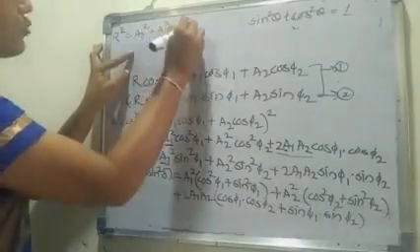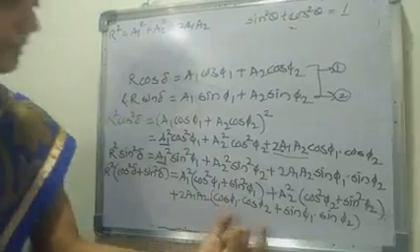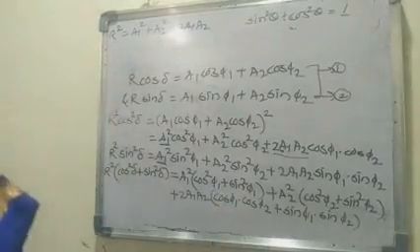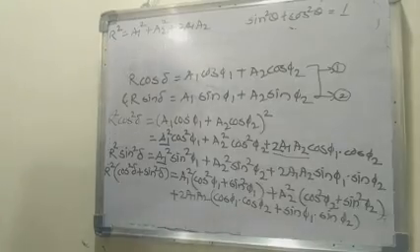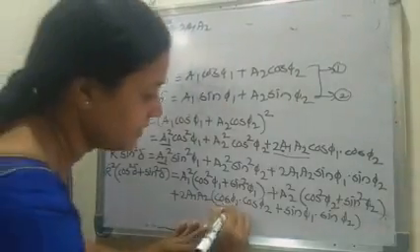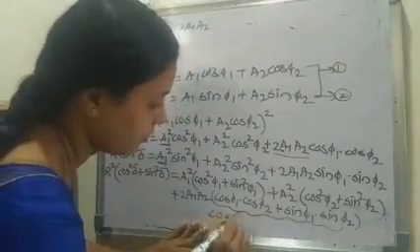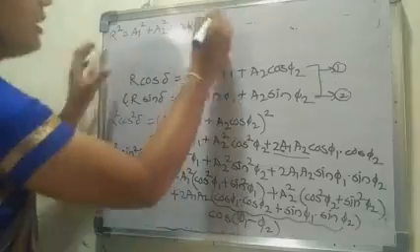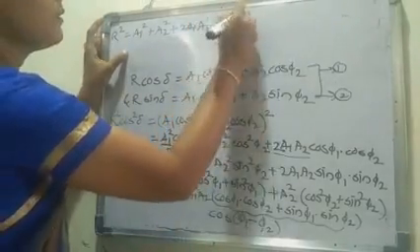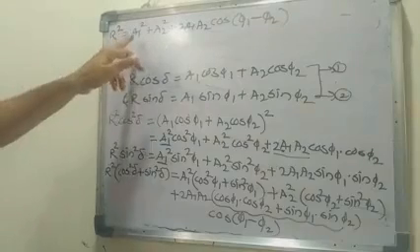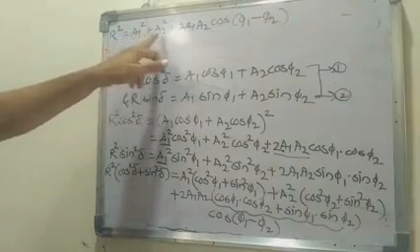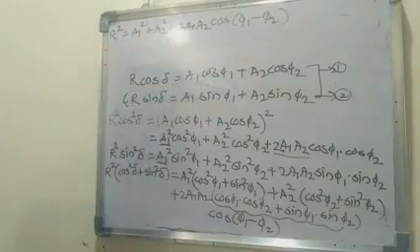Now this is plus twice A1 A2. See here, cos phi 1 into cos phi 2 plus sin phi 1 into sin phi 2. This is the formula for what? That is cos of phi 1 minus phi 2. So here we write cos of phi 1 minus phi 2. So R square equals A1 square plus A2 square plus twice A1 A2 cos of phi 1 minus phi 2.